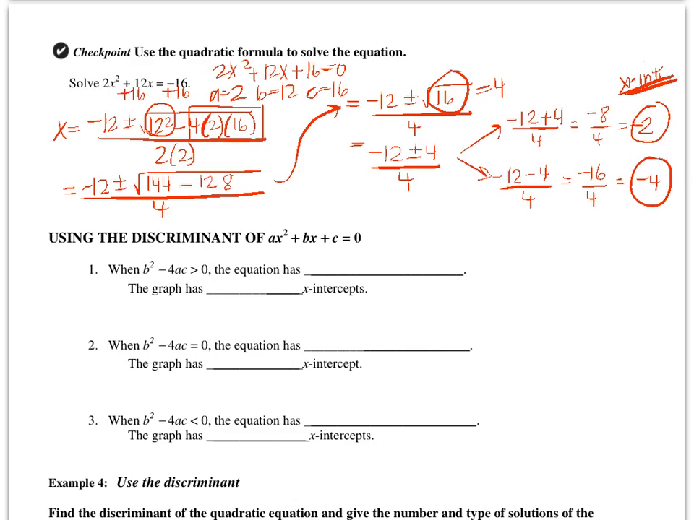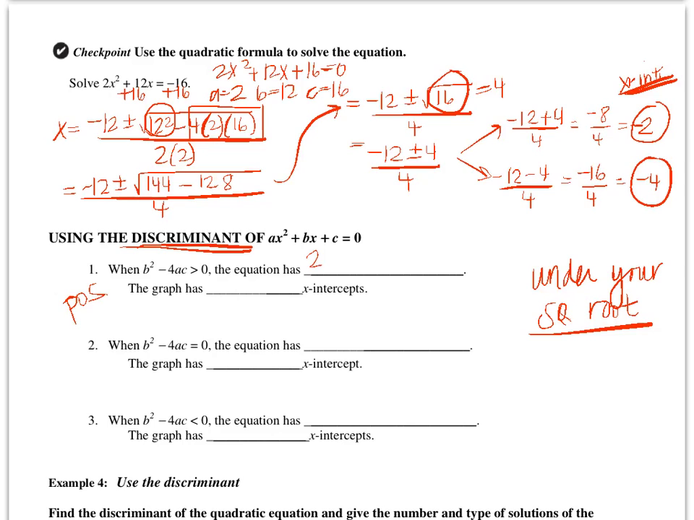Okay, now let me reiterate this idea. This idea of a discriminant basically says what happens under your square root. So what type of number do you get underneath your square root? If it's positive, then the equation has two real solutions. They could be decimals, fractions, or whole numbers, but they are actually graphable. So therefore, you have two x-intercepts.